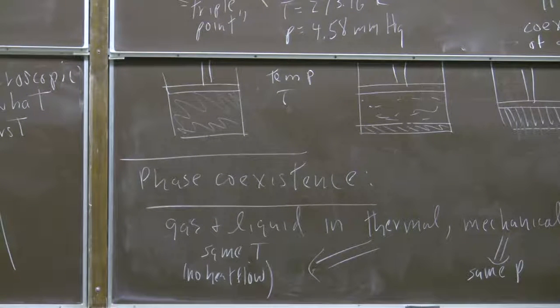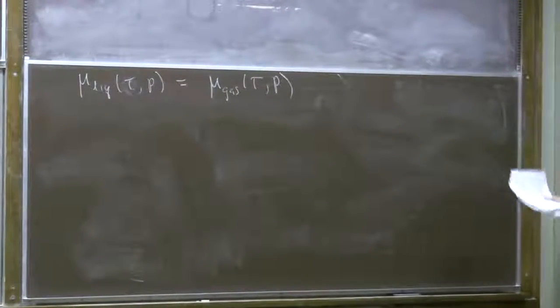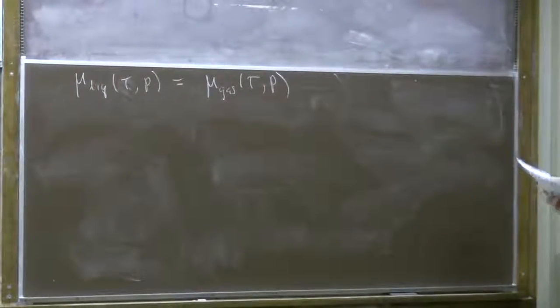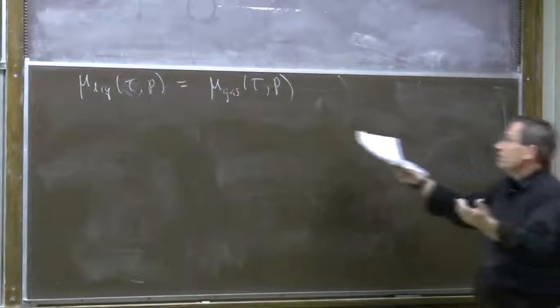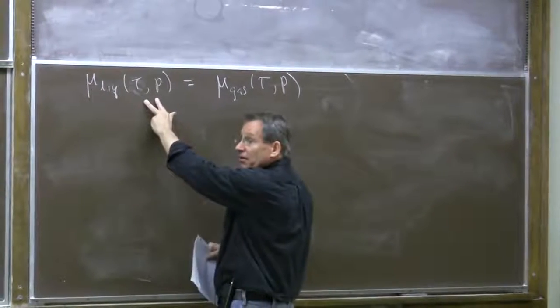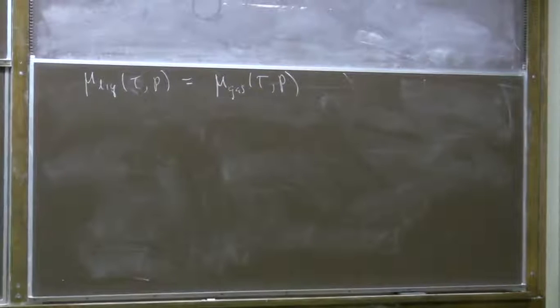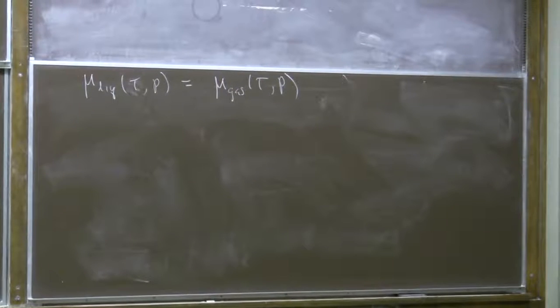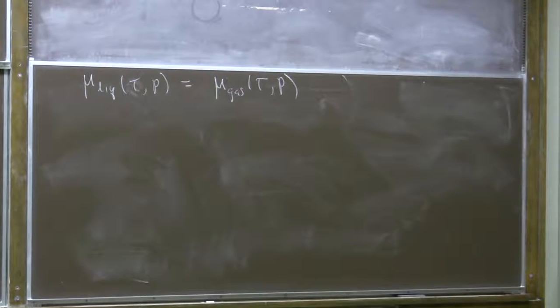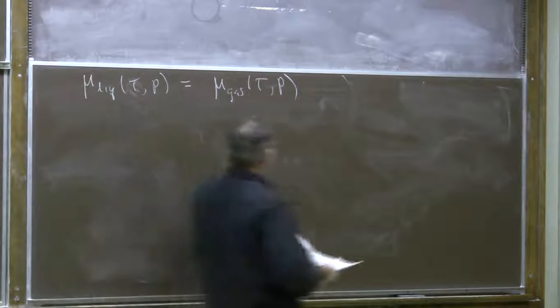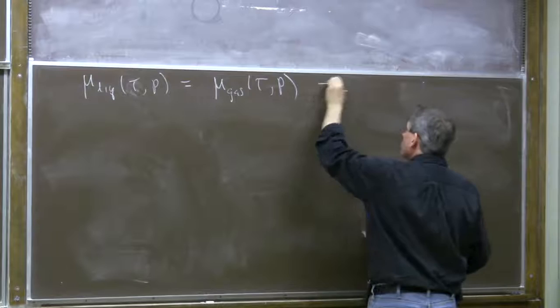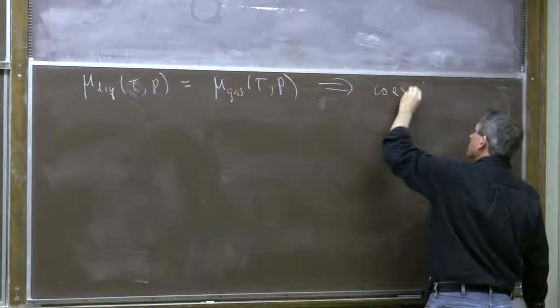Okay, so that means we can find how the coexistence curve varies in the temperature-pressure plane by considering that when we change the temperature a little bit, then we have to change the pressure accordingly so as to maintain the diffusive equilibrium. Well, this determines the coexistence curve.